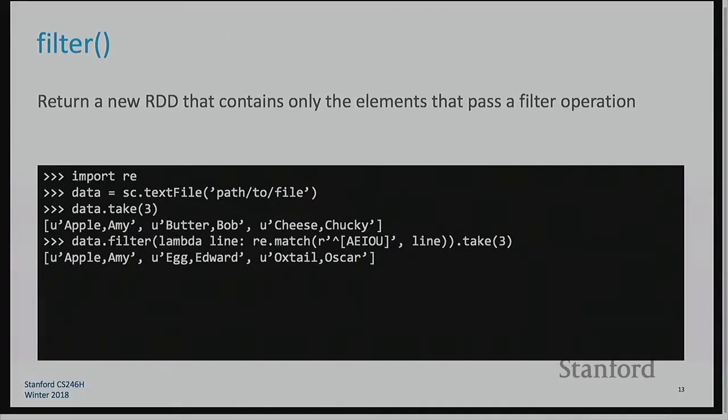Filter. I used this in class yesterday. So filter is basically grep, right? You apply this operation. In this case, it's a regular expression match. I'm looking for something that starts with a vowel. All elements where that is true are preserved in the child RDD. For any record where it's false, that record will be dropped in the new child RDD. So in this case, if I do a take three, I get my Apple Amy and I lost my other two because they didn't start with vowels. I got new ones when I do my take three because presumably I have a big data file of these really stupid names.